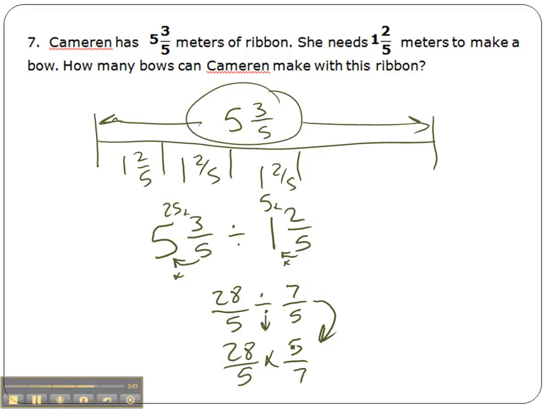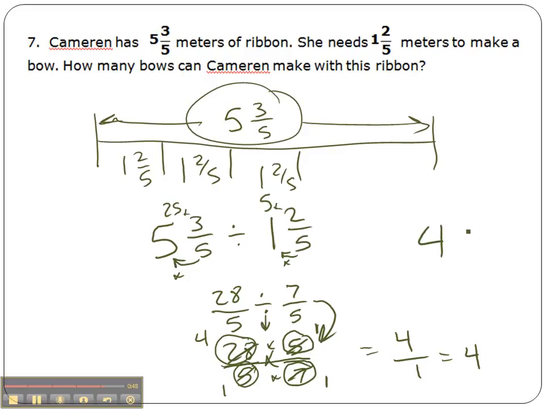Now, I'm going to simplify before I multiply. I see there's a pair on top and the bottom that have a common factor of 5. 5 divided by 5 is 1. 5 divided by 5 is 1. Also, this pair has a common factor of 7 because 7 times 4 is 28. 7 divided by 7 is 1. 28 divided by 7 is 4. Top times top, 4 times 1 is 4. Bottom times bottom, 1 times 1 is 1. So the answer is 4 over 1, or 4. So she can make 4 bows.